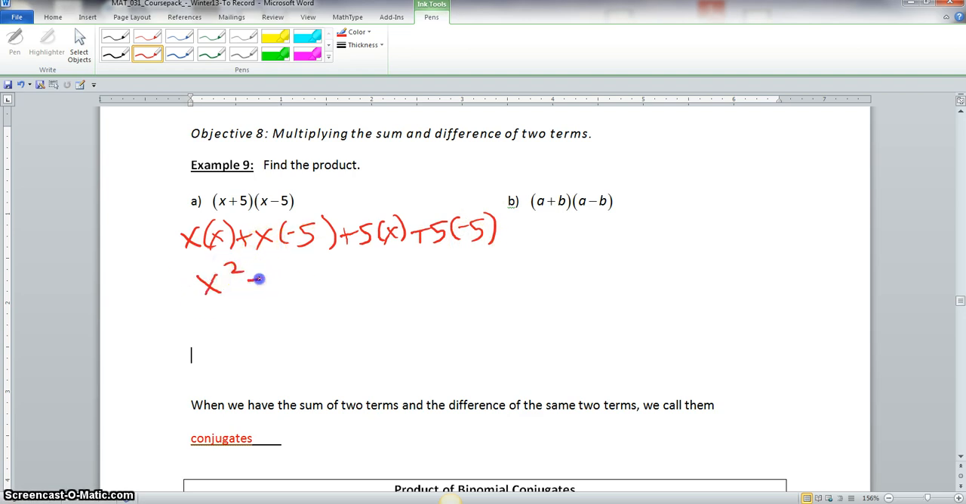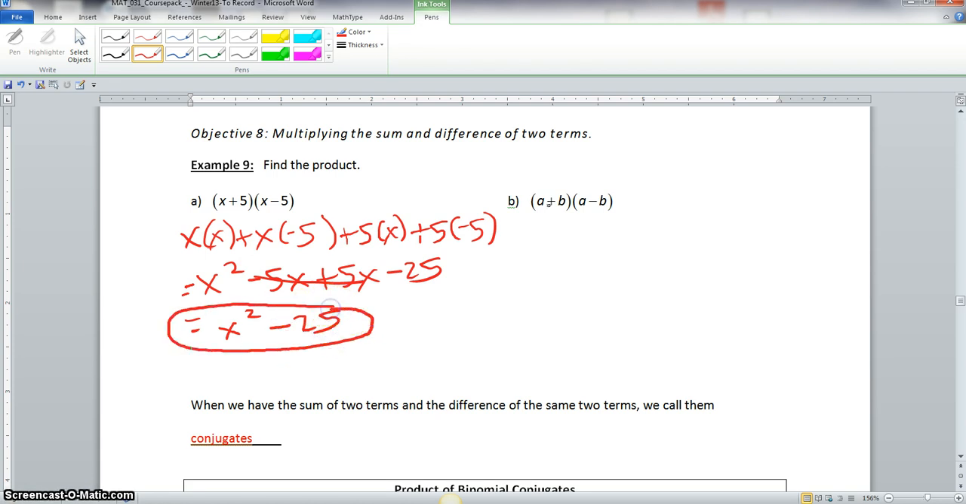X times a minus 5 is a minus 5x. 5 times x is 5x. And 5 times a negative 5 is a minus 25. So we have x squared minus 5x plus 5x. It will simplify out to 0 and leave minus 25. So that is your answer here.